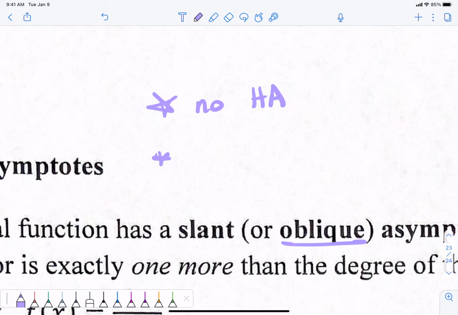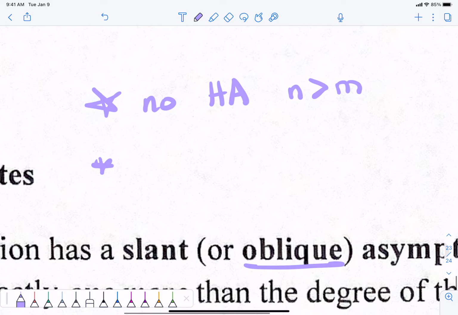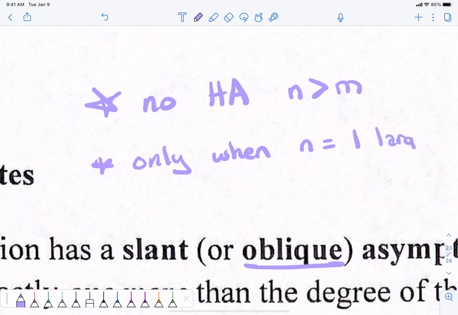So, no HA, when does no HA exist? When the numerator is bigger than the denominator, when the top is bigger, right? Okay? But just because it doesn't have a HA doesn't mean it's always going to have a slant, okay? A slant only exists when n equals 1 larger than m. It has to be 1 larger. So like your top has an exponent of 3 and your bottom has an exponent of 2. If your top has an exponent of 3 and your bottom has an exponent of 1, it's not going to have a slant, and it's not going to have a HA. It's not going to have either of those. The top has to be exactly 1 degree larger than the bottom.